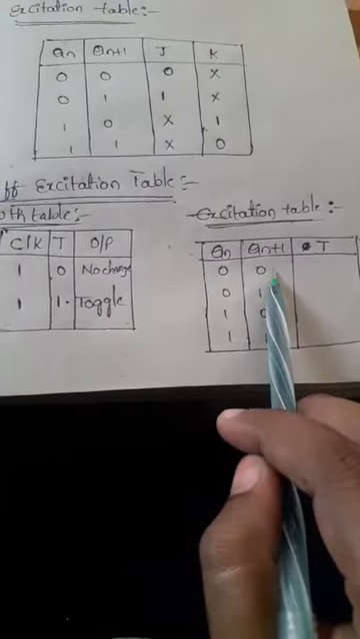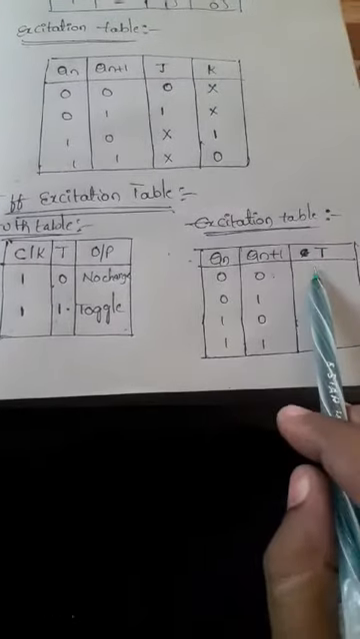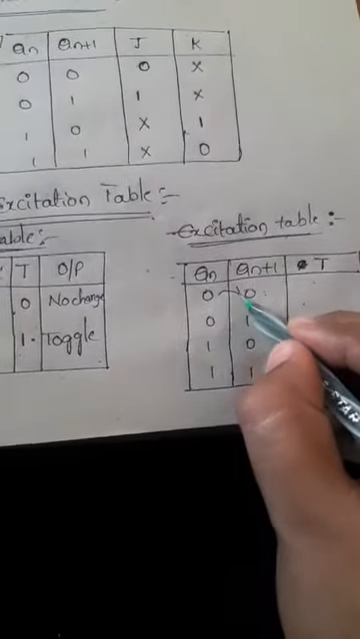First, this excitation table considers two inputs, that is the present state output and the next state output. Then we may get it here. For the T flip flop there is a single input, so you should compare the two values, because there is no second input here, as we have only a single input.